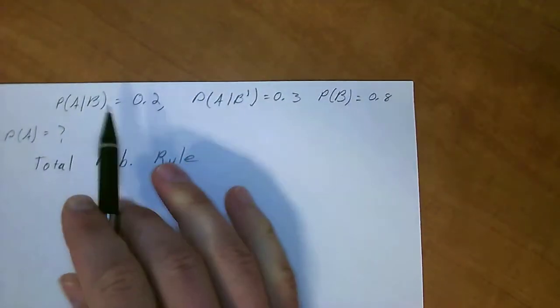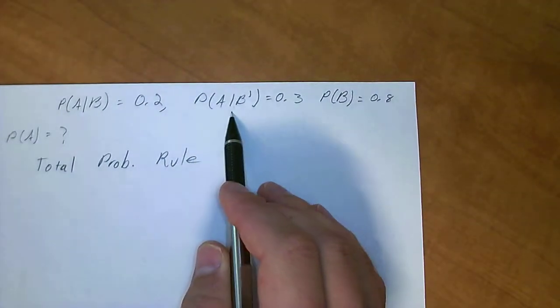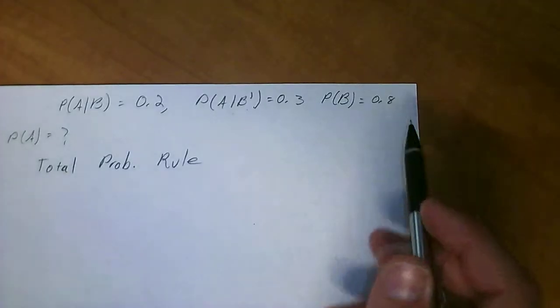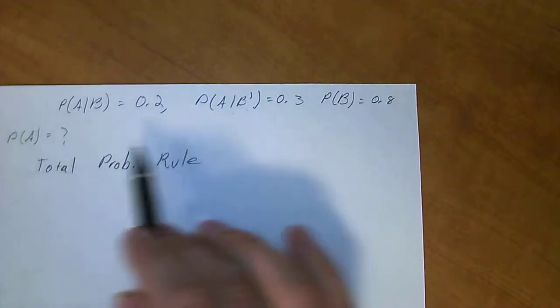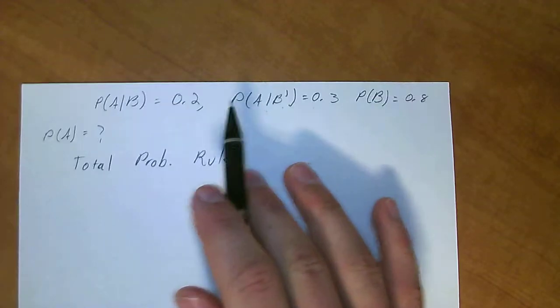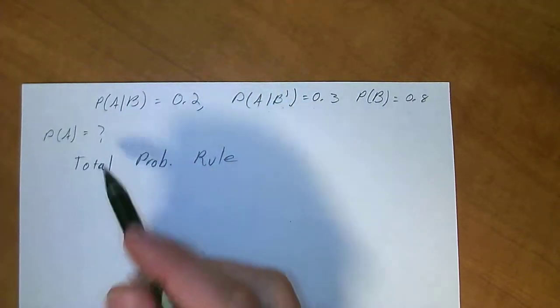So what we have are these conditions. The probability of A given B is equal to 0.2. The probability of A given not B is equal to 0.3. The probability of B is equal to 0.8. So we have this series of probabilities. There's no real direct way or state space we can use to just go, oh, the probability of A is going to be this. So we have to work around it a little bit.